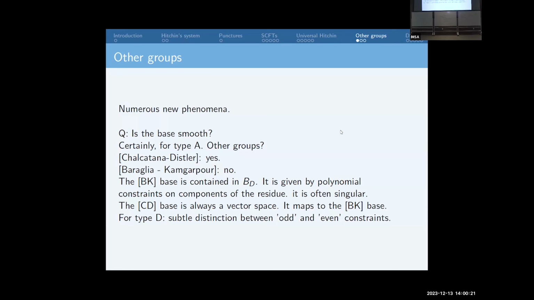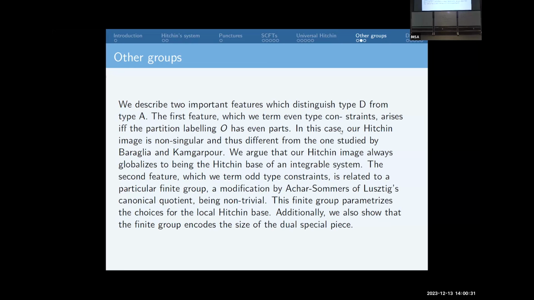So in a recent paper, we analyzed that for type D. In particular, there's some distinction between odd and even constraint. We described two important features which distinguish type D from type A. The first feature, which we term even type constraint, arises if a partition labeling the nilpotent has even parts. In this case, our Hitchin image is non-singular, and that's different from the one studied by B&K. We argue that our Hitchin image always globalizes.